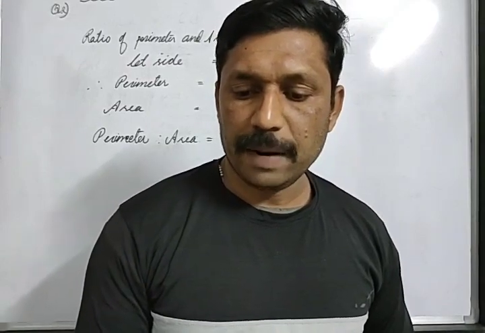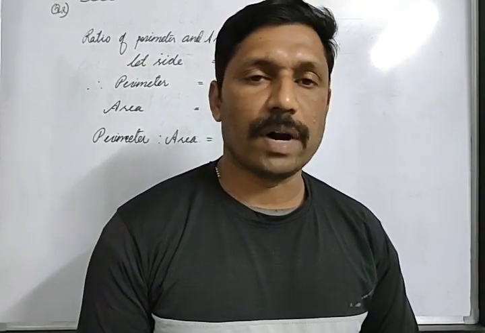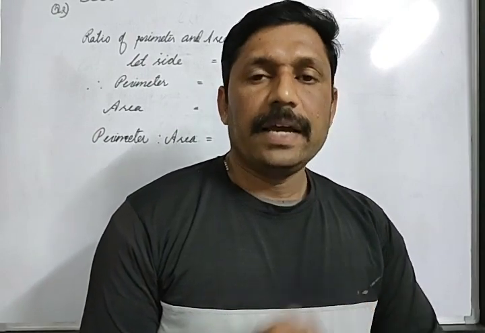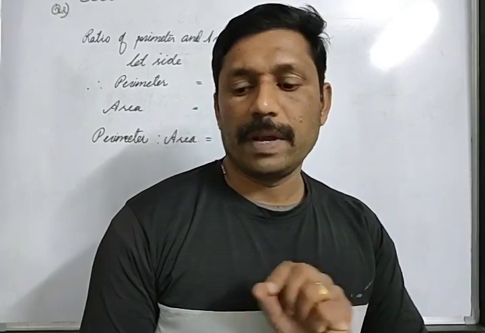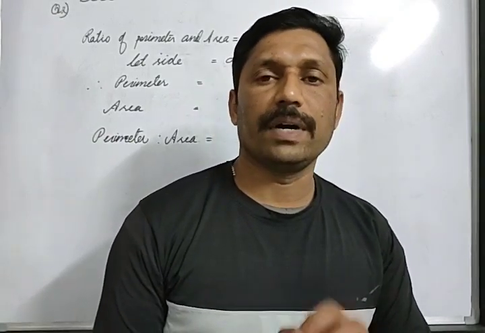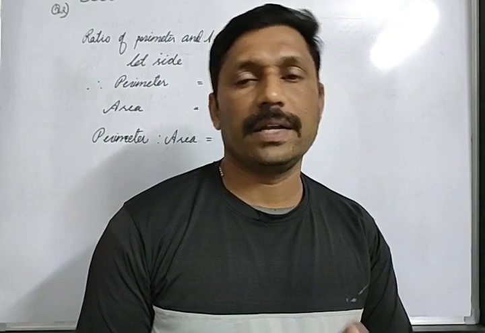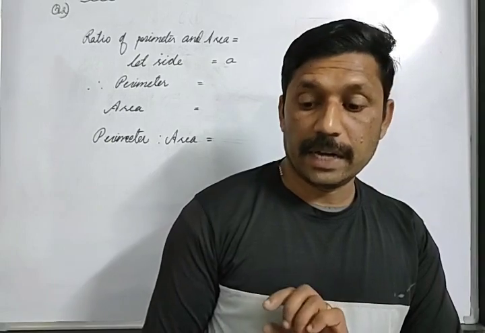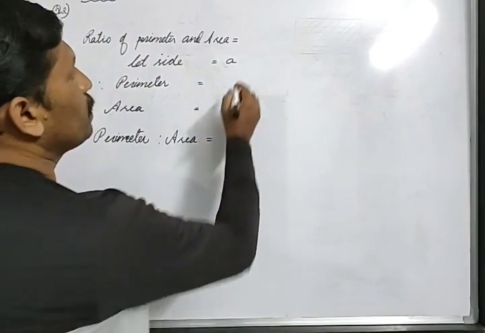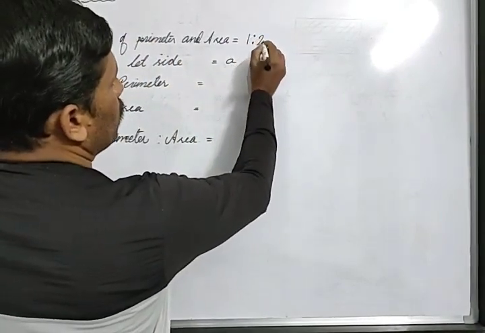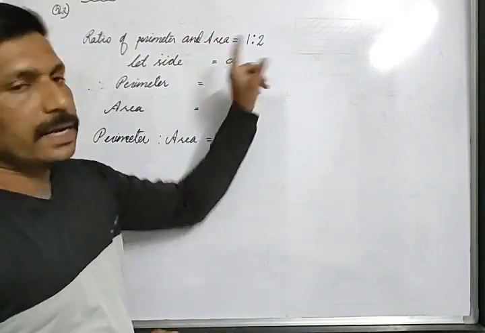Students, second question. Find the area of a square whose perimeter and area are in the ratio of 1:2. The area of the square we have to find out, and the ratio of perimeter and area is 1:2. If perimeter is one part, then area is two parts. So the ratio of perimeter and area is given, and we want to find the area of that square.